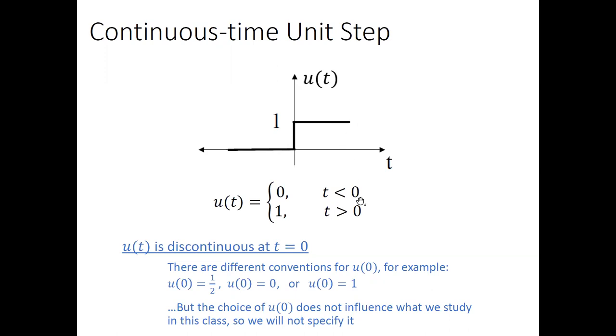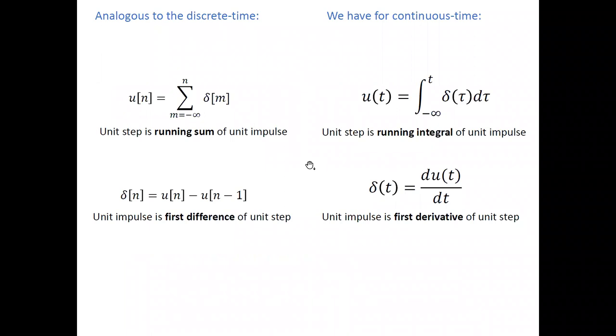What we need to pay attention to is that I didn't give the definition of u(t) at t equals 0, because u(t) is discontinuous at t equals 0. There are different conventions that mathematicians use to define u(t) at t equals 0. Sometimes u(0) is defined as 1/2, or sometimes as 0, so that the function is left continuous but right discontinuous. Or the other way, u(0) is defined as 1, so that it is right continuous but left discontinuous. In this class, the choice of u(0) does not influence our analysis results for the signals, so usually we will not specify the value of u(t) at t equals 0. So this is the continuous time unit step signal.